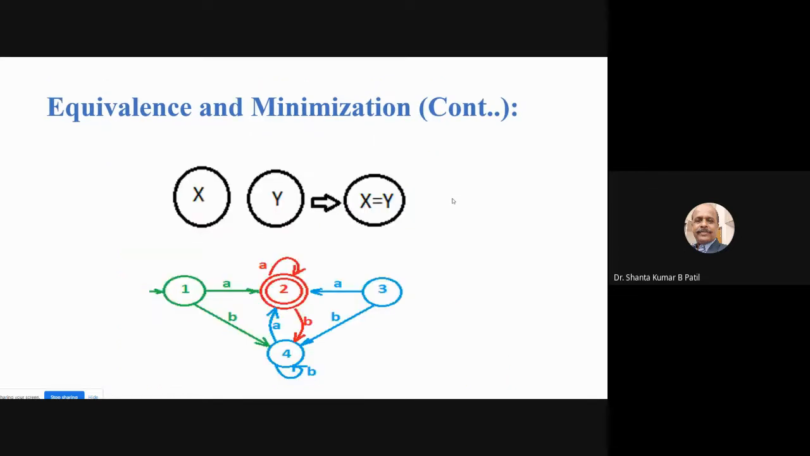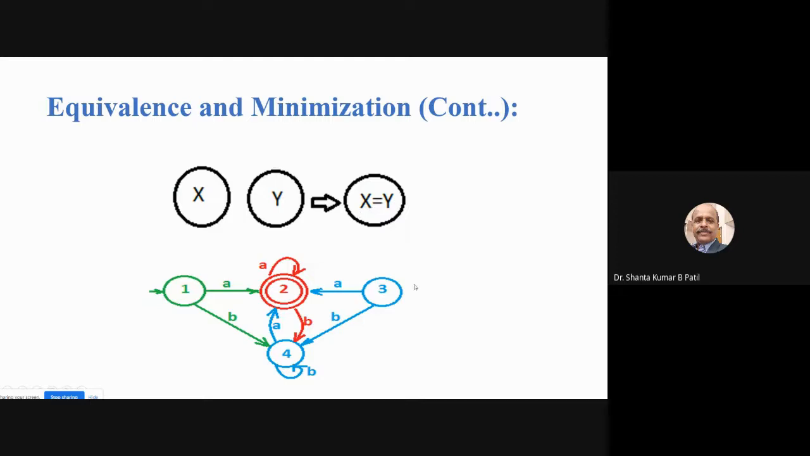Next one is minimization. So in the minimization, whenever we find the two states are equal, we replace the two states by one state, and the state name is x is equal to y.